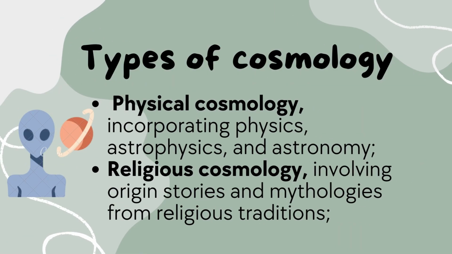Do you know what the two types of cosmology are? Number 1 is physical cosmology, incorporating physics, astrophysics, and astronomy. Number 2 is religious cosmology, involving origin stories and mythologies from religious traditions.